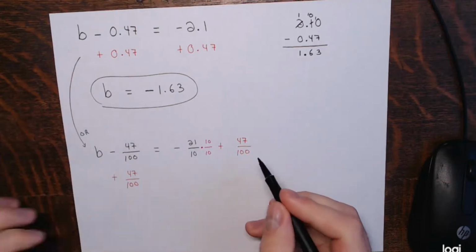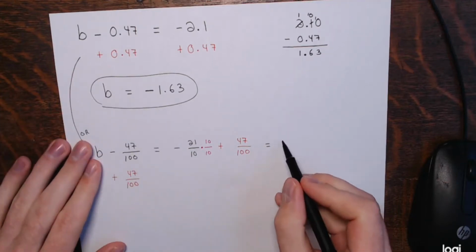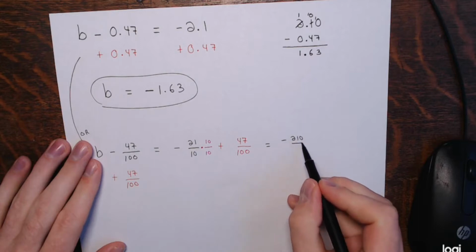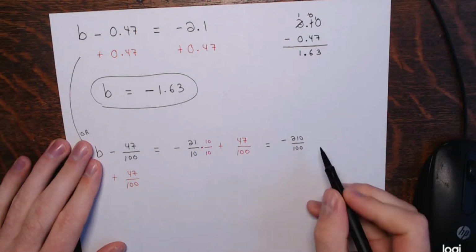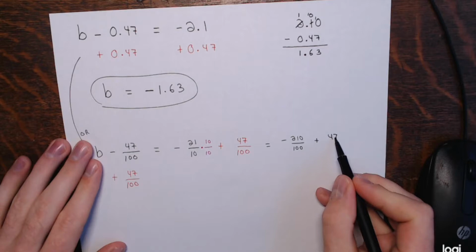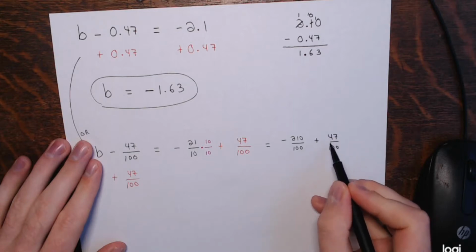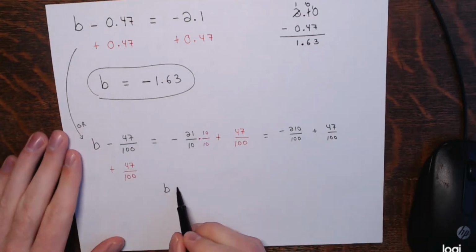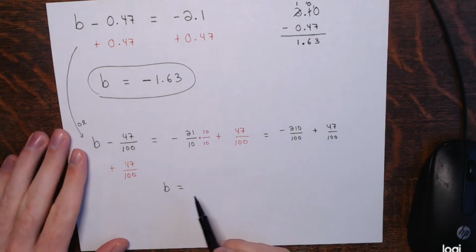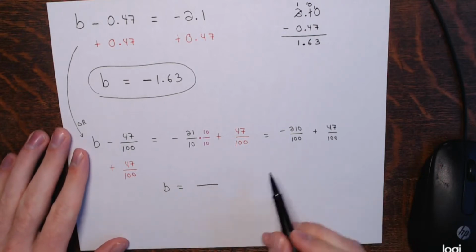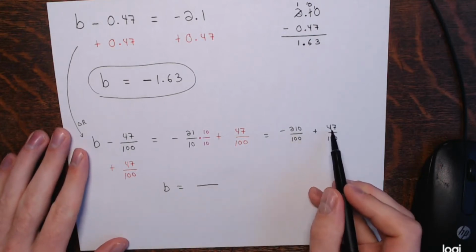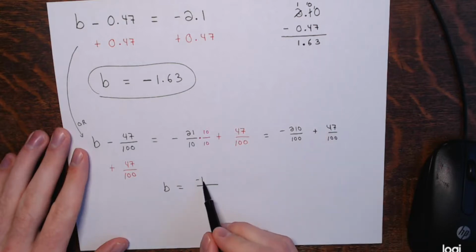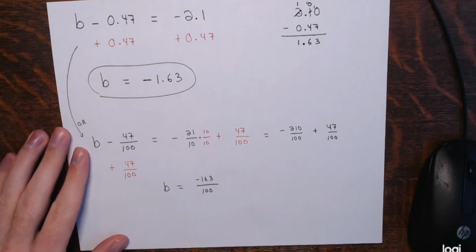Alright, so this becomes negative 210 divided by 100 plus 47 divided by 100. Now the denominators are the same, and we get the following. b on the left equals, and then negative 210 plus 47 would be negative 163 in the numerator. And again, that common denominator of 100 stays in the denominator.